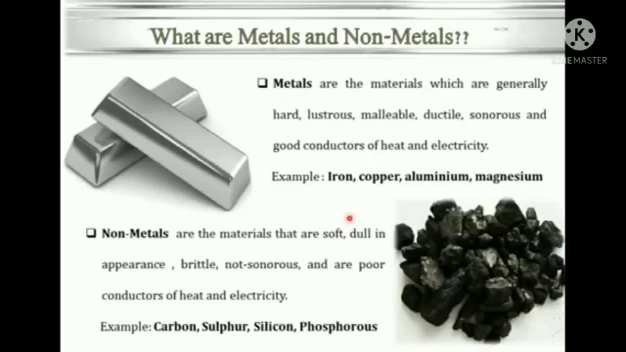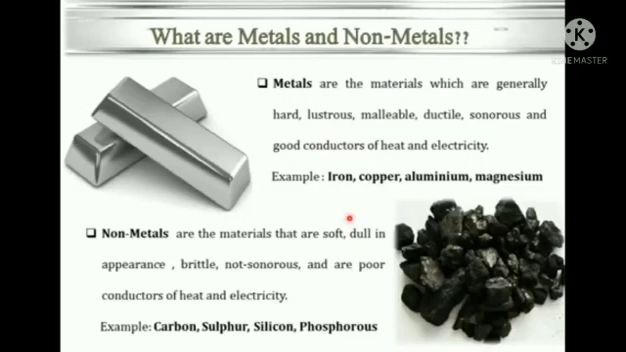And non-metals are those elements which do not possess any of these metallic characteristics. And non-metals are the materials which are soft, dull in appearance, brittle, non-sonorous, and are poor conductors of heat and electricity. For example, carbon, sulfur, silicon, and phosphorus.